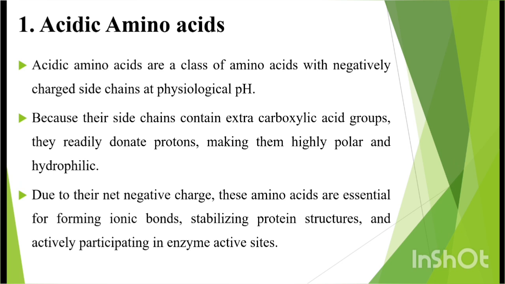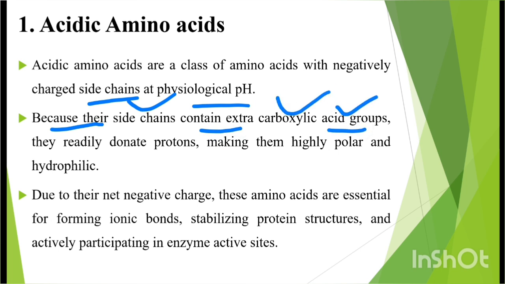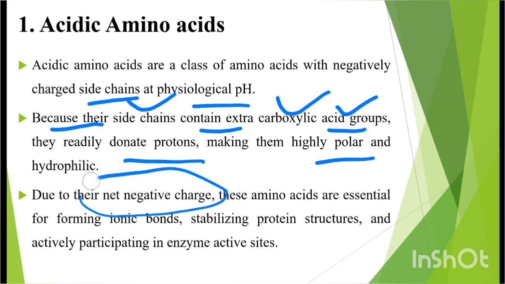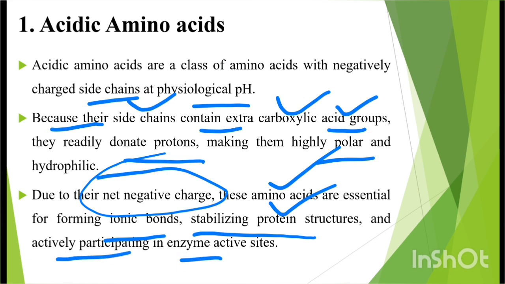At first, acidic. These are a class of amino acids with a negatively charged side chain at physiological pH. Because their side chain contains extra carboxylic acid groups, they can readily donate protons, making them highly polar and hydrophilic, means water loving. As their net charge is negative, these amino acids are essential for forming ionic bonds. It stabilizes the protein structure and it actively participates in enzyme active sites.